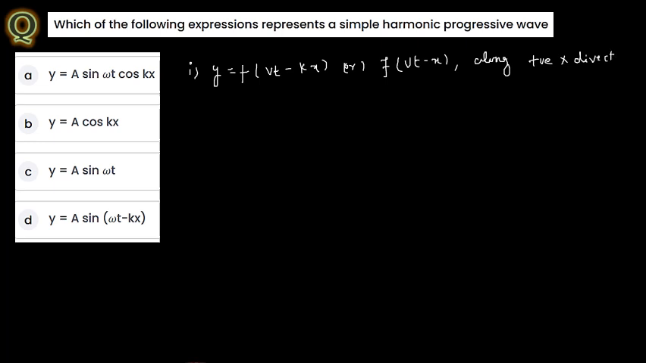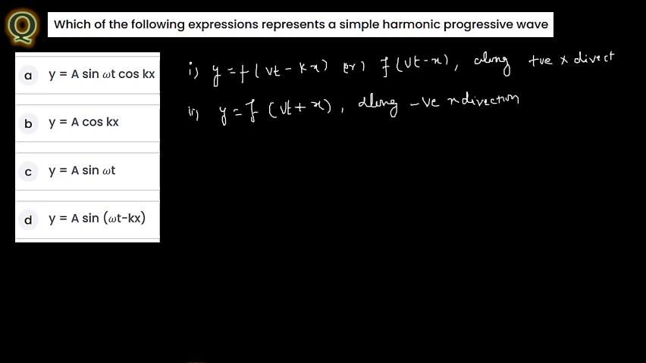Now the next one. Similarly here, if y is equal to f of vt plus kx, or even plus x, this is the progressive wave which will be along the negative x direction.